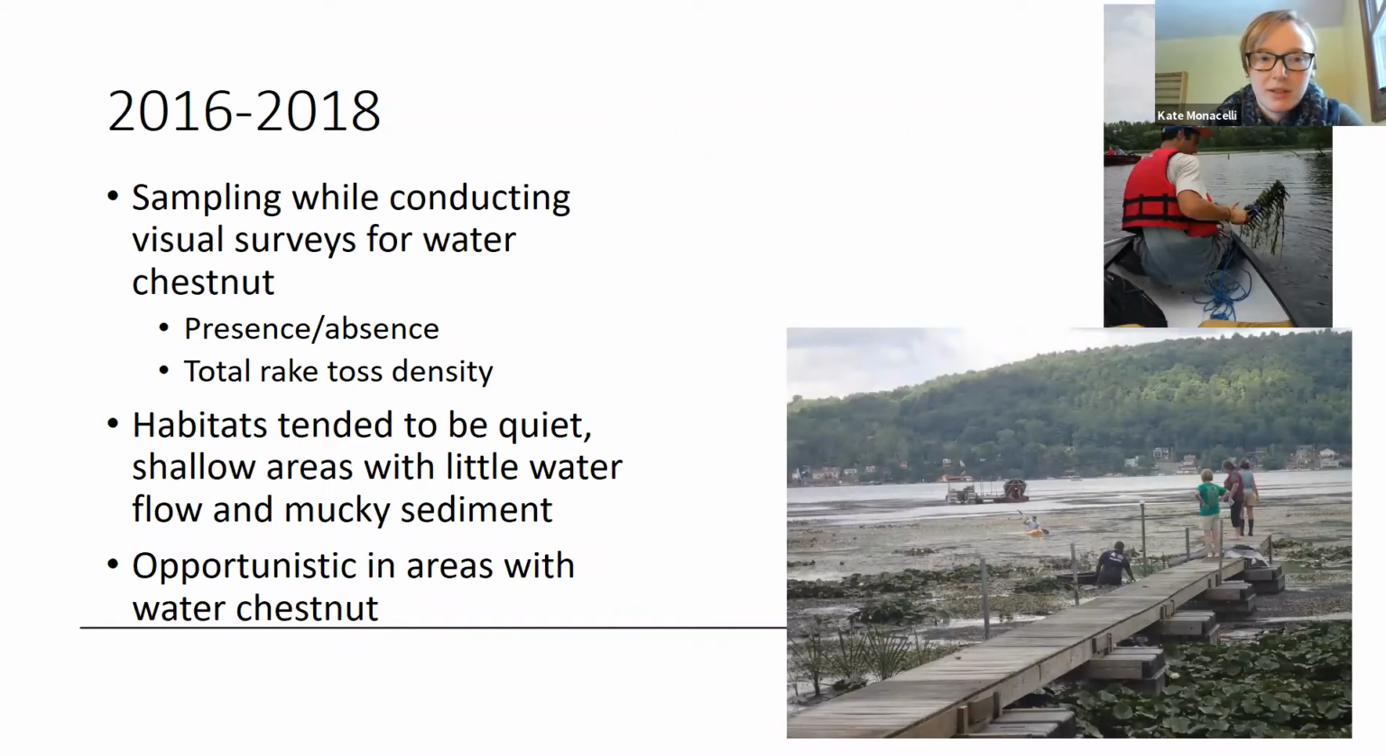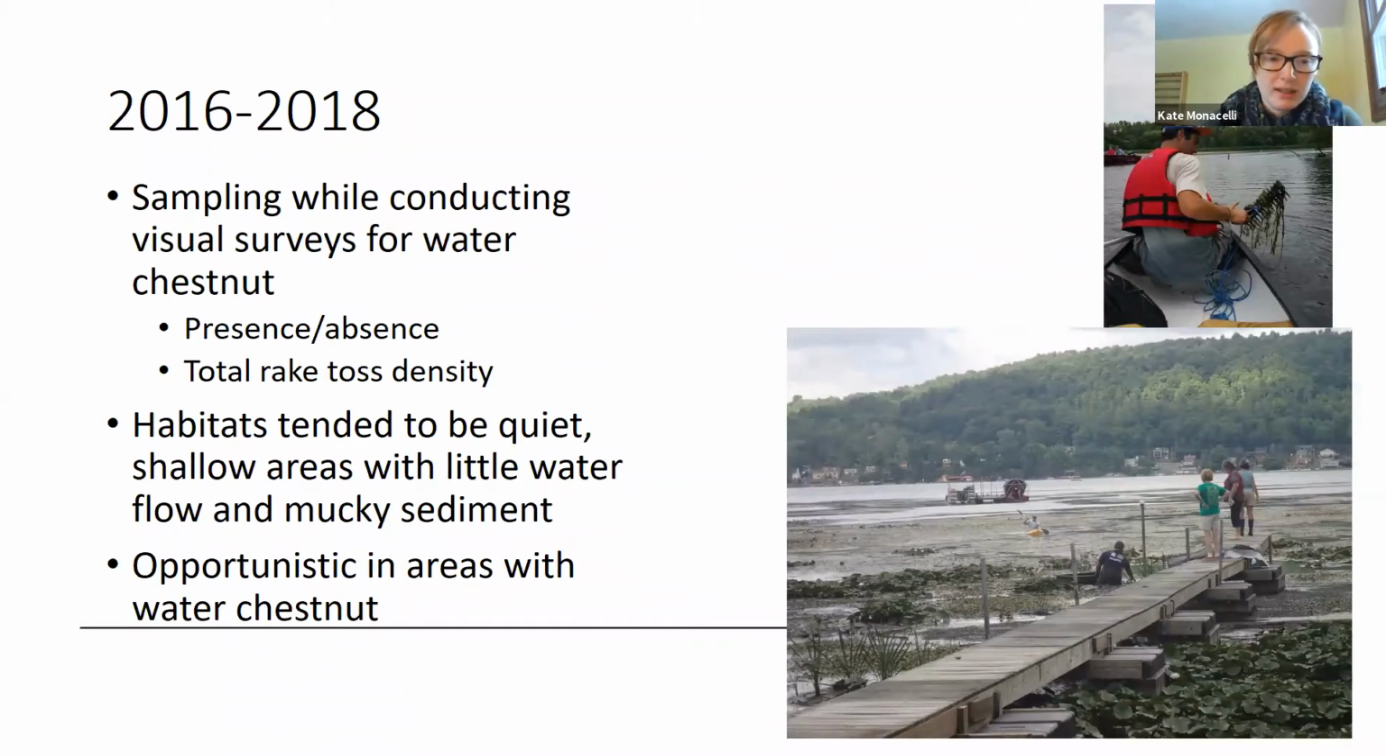And from 2016 to 2018, we had our water chestnut control project where we were primarily doing visual surveys looking for water chestnut, which floats on top of the water. But as we're doing those surveys, we also did rake tosses because we're already out there. We want to see what's in the water and see if there's any other high priority aquatic invasive species there. And so typically we just recorded the presence or absence of certain species. And we also tried to give an estimate of the rake toss density as a whole, not for each individual species.